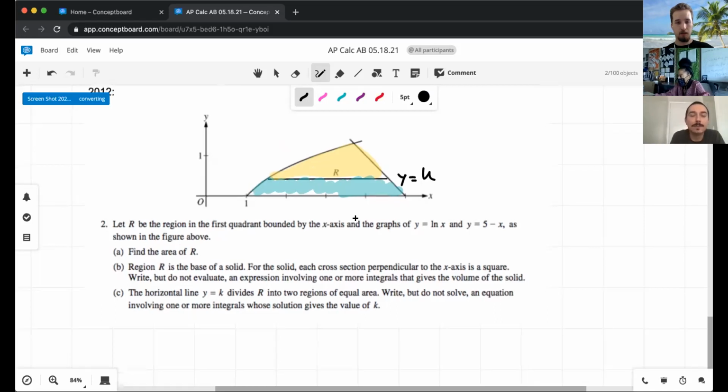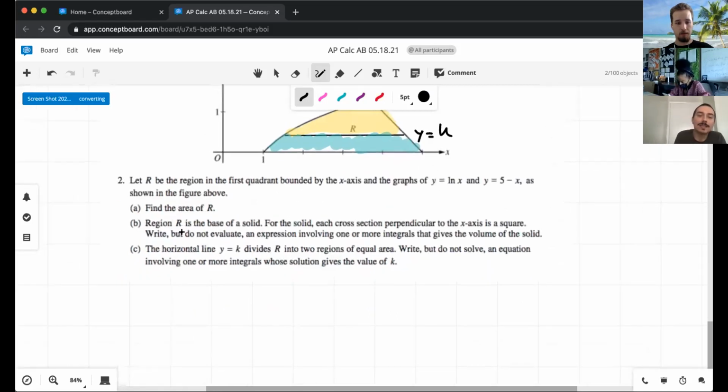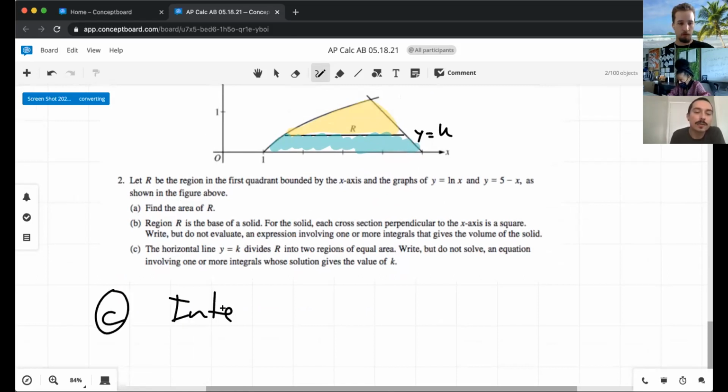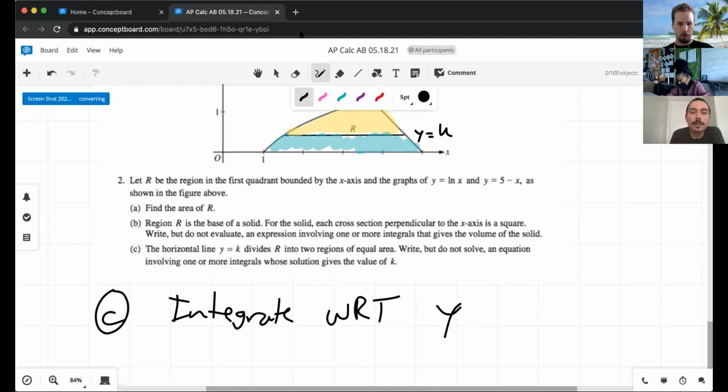Yeah, so we need to use, yeah, it's way too complicated without it. So unfortunately, we need to integrate with respect to y. With respect to y. Why do we need to integrate with respect to y?